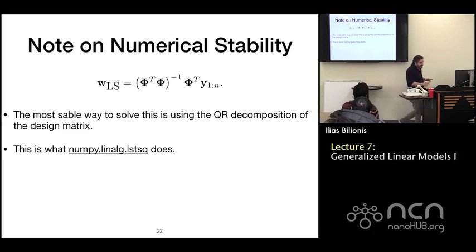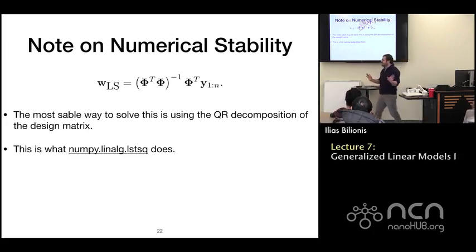And the worst way to evaluate this expression is to first build this matrix, then take its inverse, and then multiply it with phi t and y. This is the worst way. Don't do this. Okay? We never take inverses of matrices because it's a very unstable thing to do. So that's the worst thing to do.